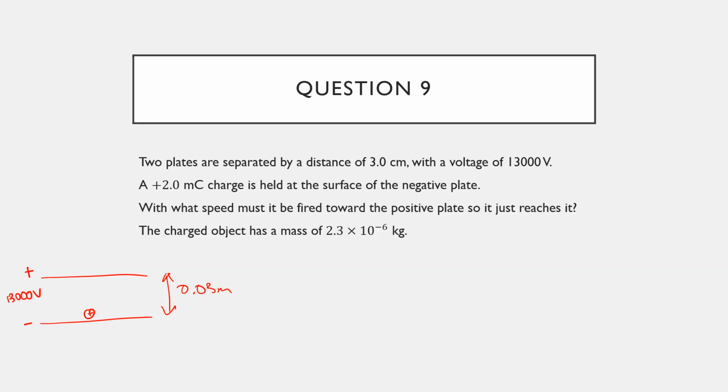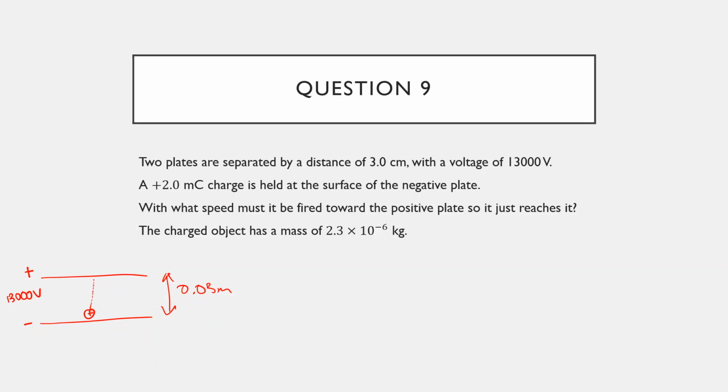Okay, so we have to give this guy some initial speed so that it goes up, and give it enough speed so that it's at the positive plate just as it comes to rest, because what's going to happen is it's going to slow down. This negative plate is going to pull it back towards the negative side. So it's almost like throwing a ball up into the air. An analogous question with gravity would be, with what speed must you throw a ball up into the air so that it reaches a certain height? That's exactly the same thing here. And it gives us the mass of this charged object as well.